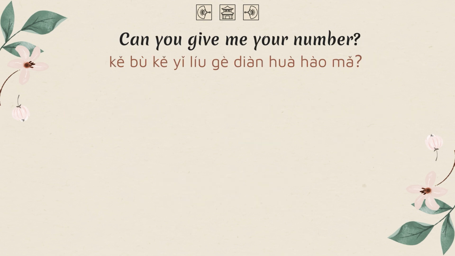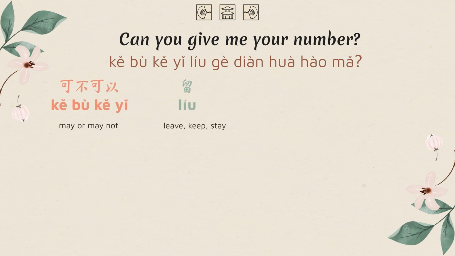Once you're nearing the end of your conversation, you might want to ask for the other person's number so you can keep in touch and maybe keep practicing in the future. 可不可以留个电话号码? Again, 可不可以 means may or may not. 留 means to leave or to keep or to stay. Here it means to leave. 个 is the most common measure word in Chinese.